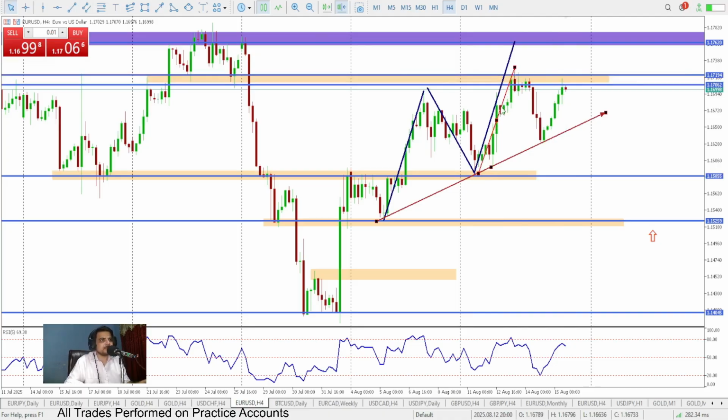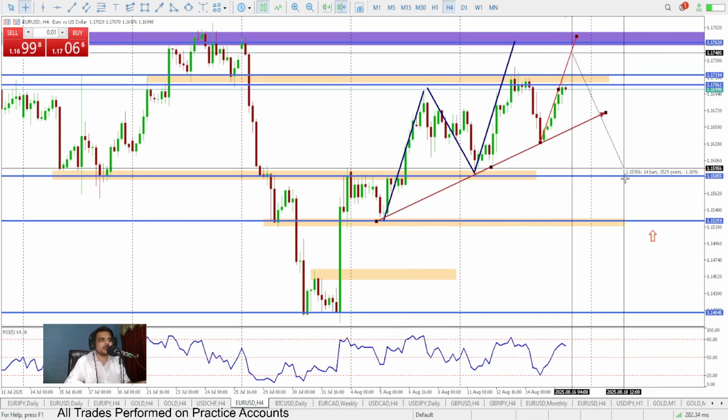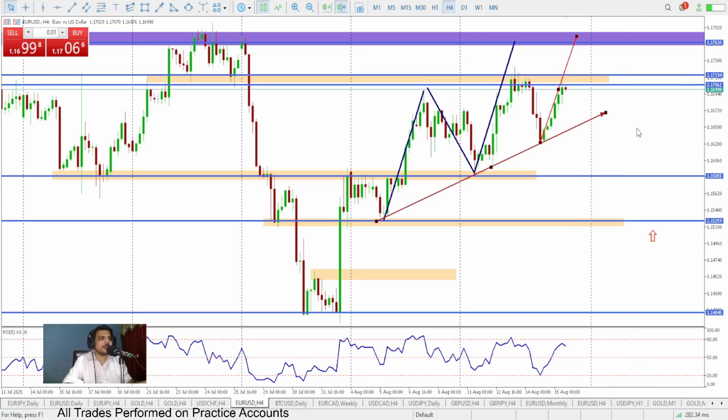I personally first of all will be waiting for this level. If I get plenty of correction right here, that's fine. Otherwise, this market from this whole area is going to drop back to 1.1525. So let's see what the market gives us further.